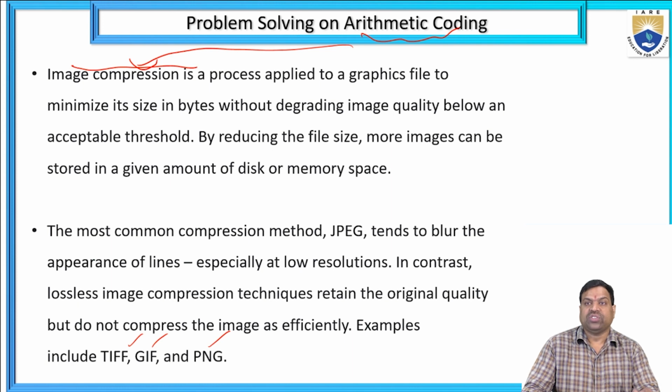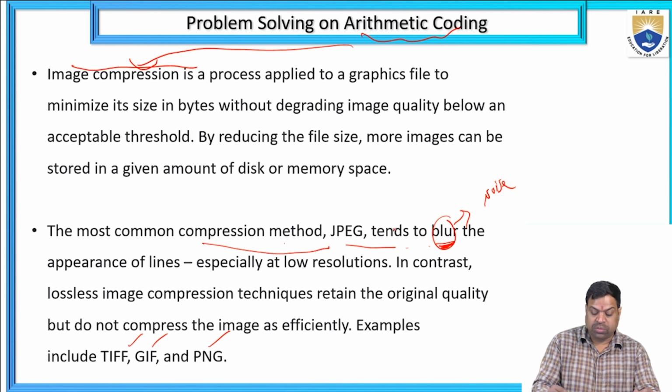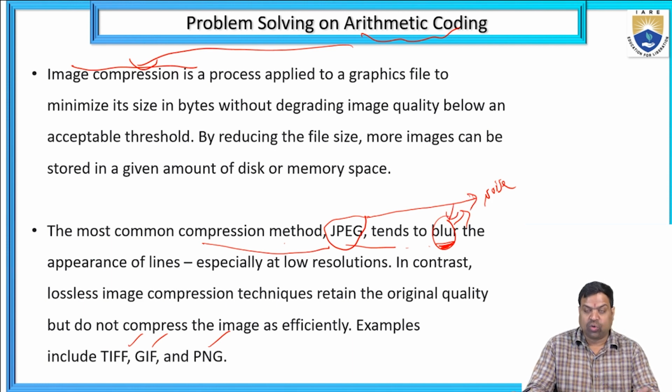It is a process applied to a graphics file to minimize its size in bytes without degrading image quality below an acceptable threshold. By reducing the file size, more images can be stored in a given amount of disk or memory space. The most common compression method is JPEG, which tends to blur the appearance of lines. Blurred is one type of noise. Most JPEG images are blurred images, and that is nothing but noise, especially at low resolutions.